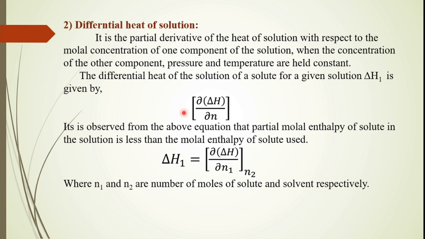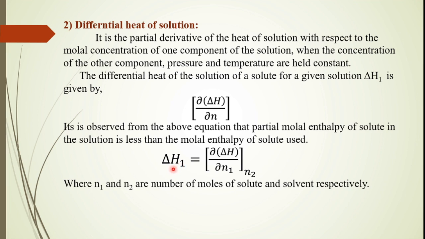So now you know the partial derivative. Partial derivative is denoted by this sign, ∂. So the change in the heat of solution with respect to the change in concentration of one component, that is ∂n. It is observed from the above equation that the partial molal enthalpy of solute in the solution is less than the molar enthalpy of solute.